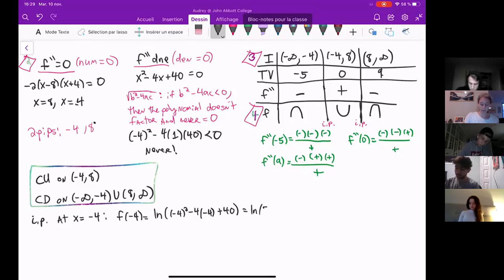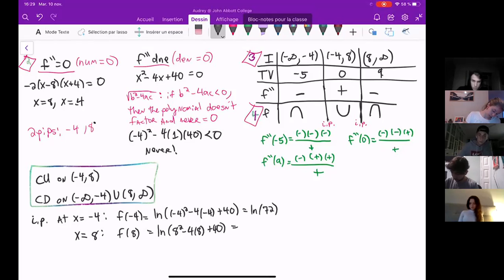Which is ln of 72. And at x equals 8, which is also ln of 72. So my 2 inflection points have the same y value.